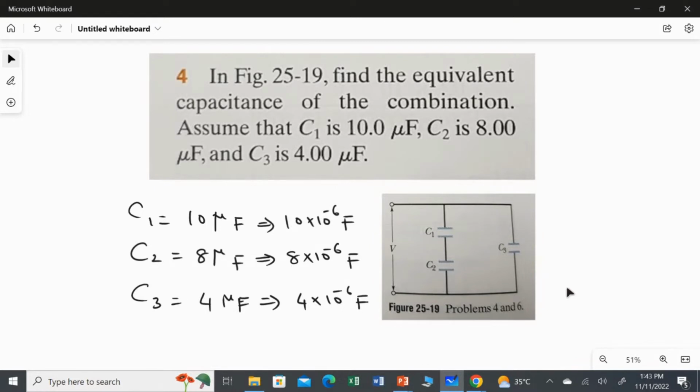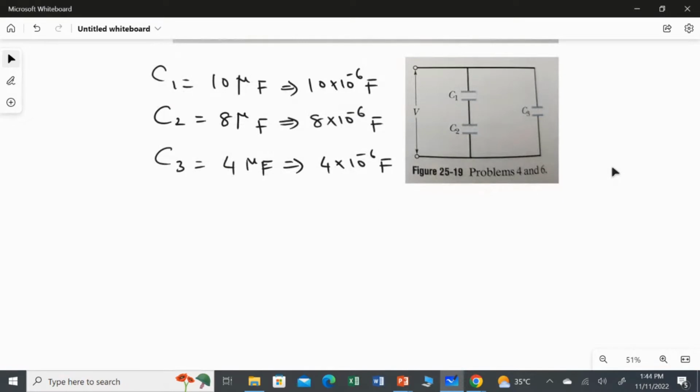We already studied the rule for capacitors in parallel and series in the theory class. Now we are going to use this rule in this problem for finding the equivalent capacitance. First I'm going to consider two capacitors, C1 and C2. When you see this figure, you can easily identify that C1 and C2 are connected in series, right? So I'm going to use the rule for capacitors in series. Let's start one by one.